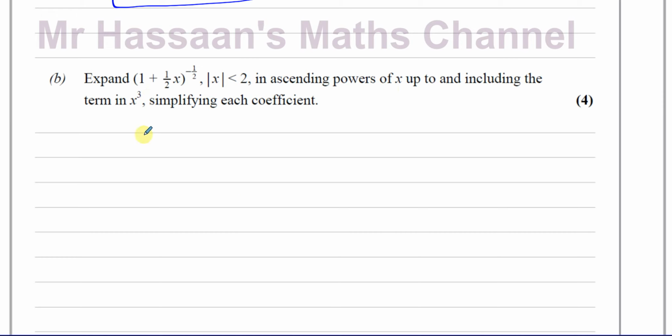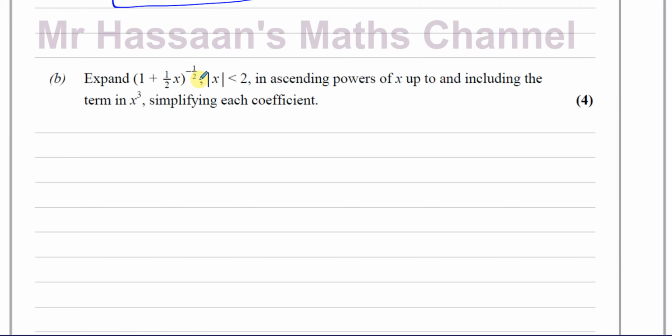Okay, so when we have something like this, we cannot use the NCR method anymore like we could in P2 or C2, because the power is now negative. Even if it wasn't negative and just fractional as well, we couldn't use it. We can use the NCR method when we have positive integer powers.